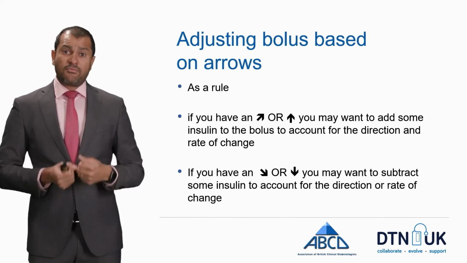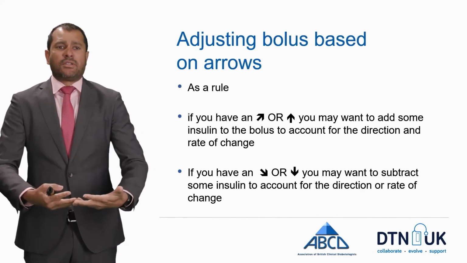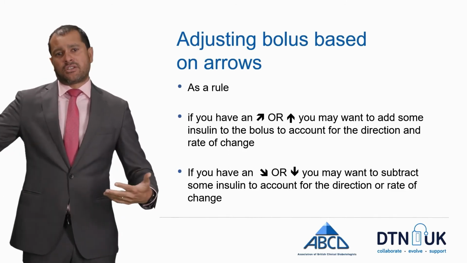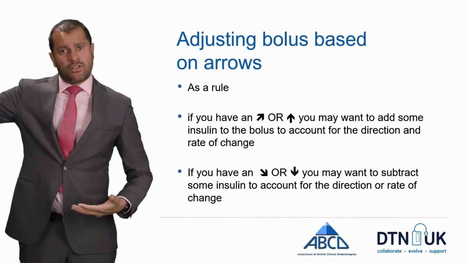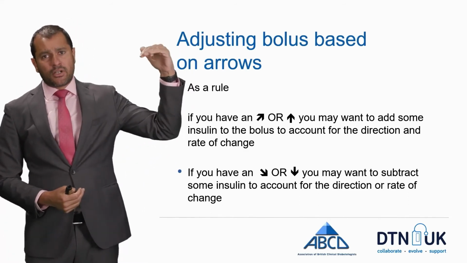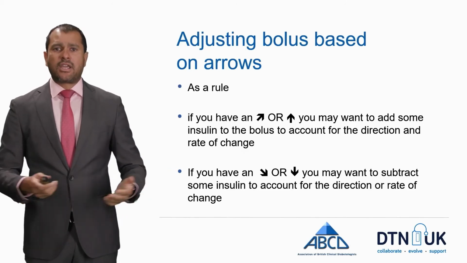As a rule, if pre-meal your blood glucose is going up, you're going to want to add some insulin to the bolus to account for that direction and rate of change, and to account for the fact that by the time the insulin gets going, you're going to be a bit higher. If your blood glucose is dropping, you might want to subtract some insulin, again, to account for that rate of change.